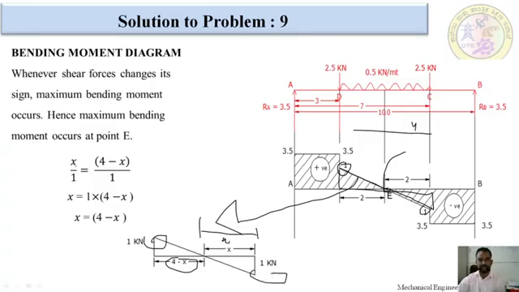By similar triangles, x divided by 1 is equal to 4 minus x divided by 1. So x is equal to 4 minus x, which gives 2x is equal to 4, then x is equal to 4 divided by 2. The x value we got is 2. From here to this distance is the x value. This would be 2 meter.